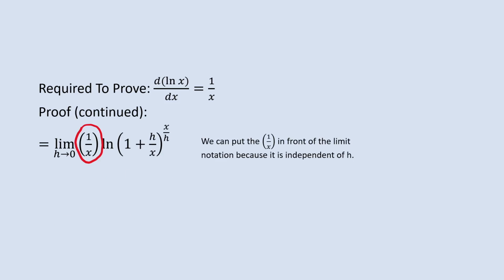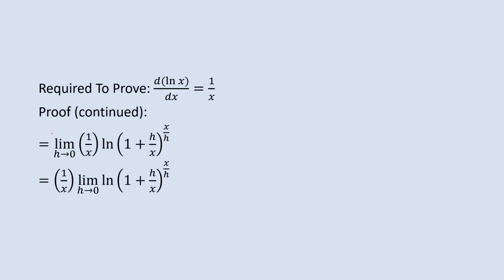Now, this limit as h goes to 0 right here has no impact at all on the quantity 1 over x, because 1 over x is independent of h. So we can actually move that 1 over x in front. And that's what we do in that line. Okay?